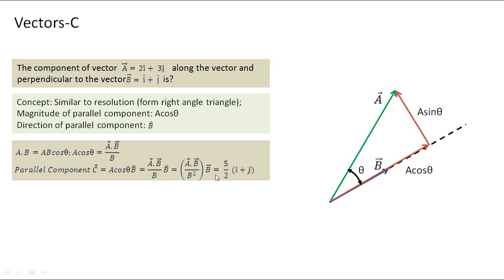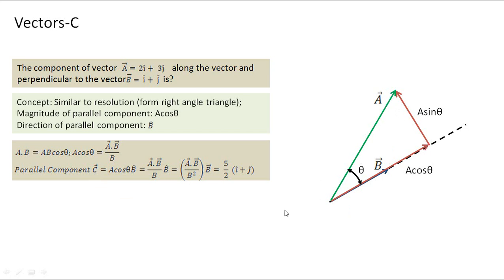And then what is left is substitution. We can substitute these values. A dot B is fairly simple. A dot B will be equal to 5. And the square of the magnitude of B is 1 square plus 1 square, which is 2. So this is 5 by 2 multiplied by vector B, which is i cap plus j cap. This is the component which is along vector B. I call this vector C, the parallel component. How do I find the perpendicular component, which is a little more complex?